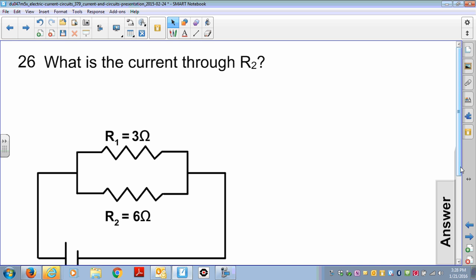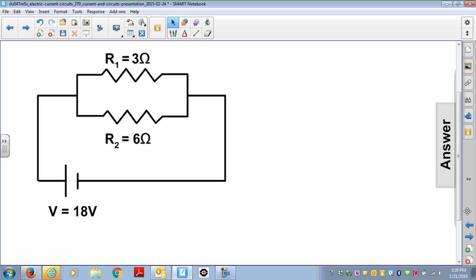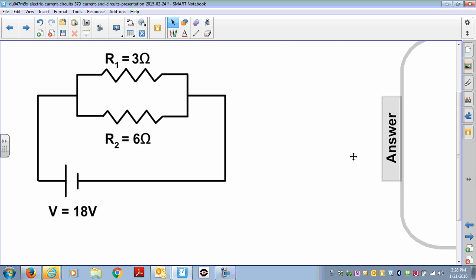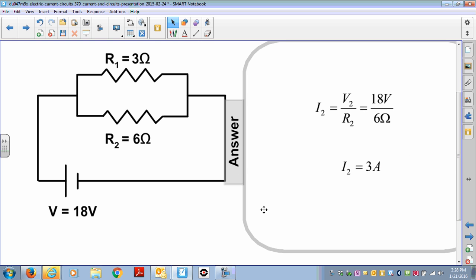What is the current through R2? Go ahead and pause the video. Okay, so let's take a look at your answer. We now take 18 divided by 6, and that gives us 3 amps.